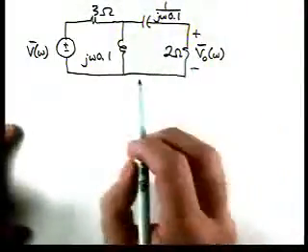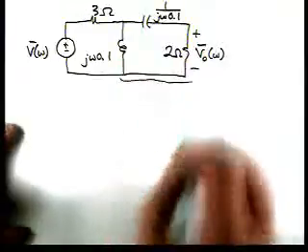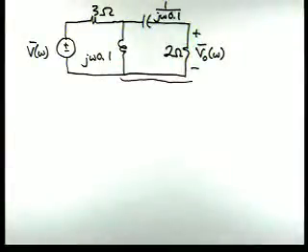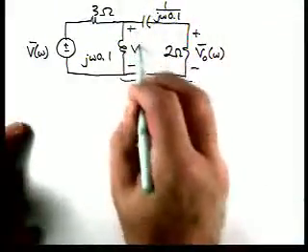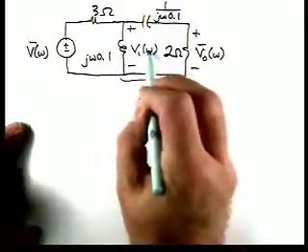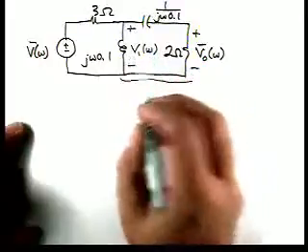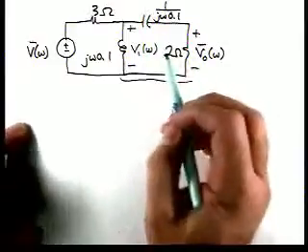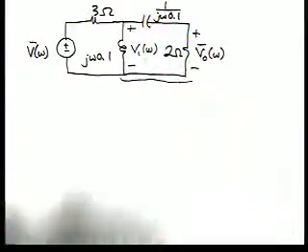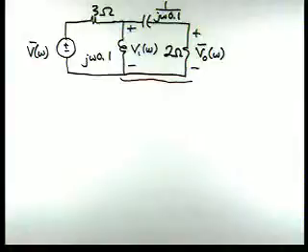So we've got these two in series, and that's in parallel with the j0.1. Now what I'm going to do is define this voltage as V1 of omega. I'm going to simplify this circuit, calculate V1 of omega, and then V0 of omega is a voltage divider from V1 of omega.